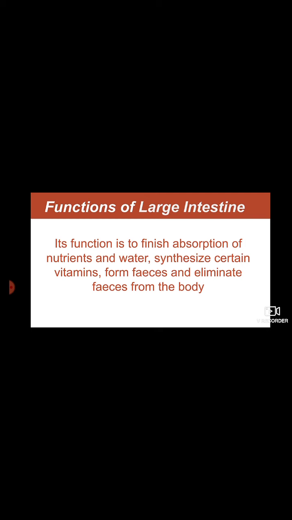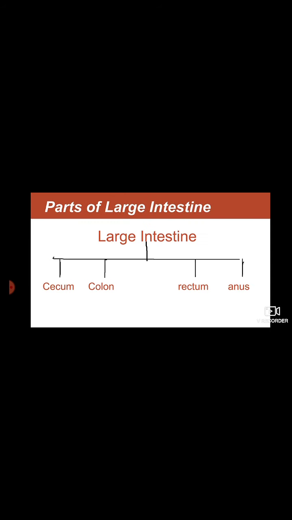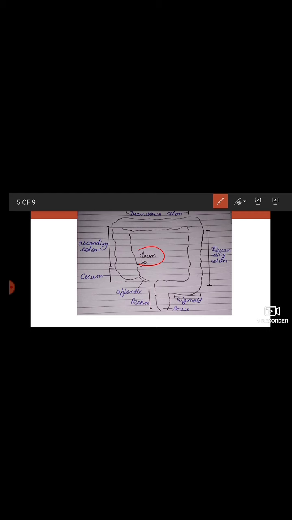Now, what are the parts of the large intestine? There are four parts of the large intestine: cecum, colon, rectum, and anus. Now, let me show you the diagram. Here you will observe that the ileum is also there. The ileum is not part of the large intestine, it is part of the small intestine, and the appendix is also there.